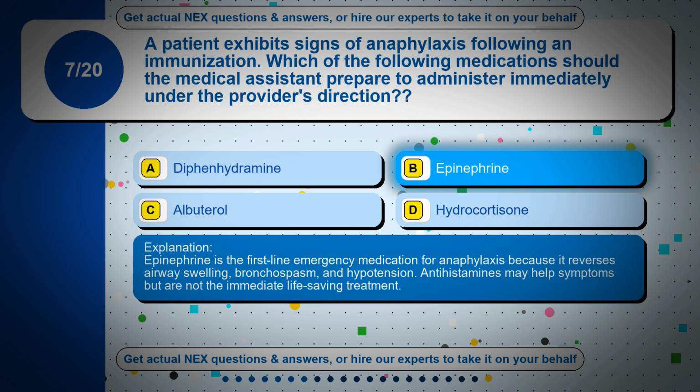Epinephrine is the first-line emergency medication for anaphylaxis because it reverses airway swelling, bronchospasm, and hypotension. Antihistamines may help symptoms but are not the immediate life-saving treatment.